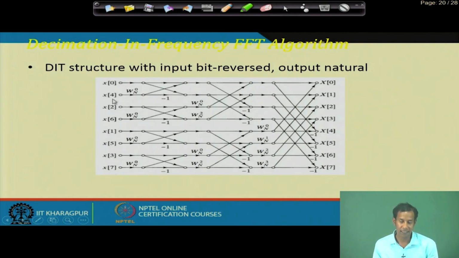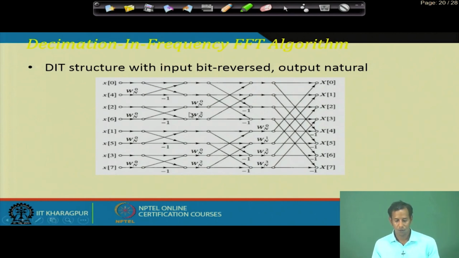That means, if we apply the input in a bit reverse manner, which is x 0, x 4, x 2, x 6, x 1, x 5, x 3, x 7, then the output will come in the natural manner. So you can either give the input in the original sequence and get the output in bit reverse manner, or you put the input in the bit reverse manner, so that the output comes out from the FFT block in the original sequence or in a particular order.